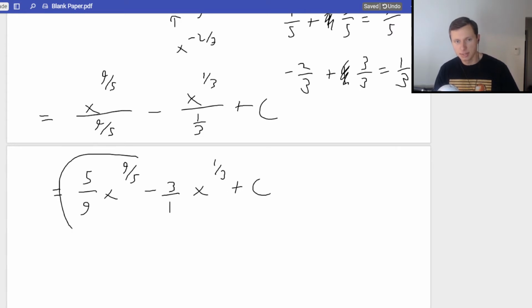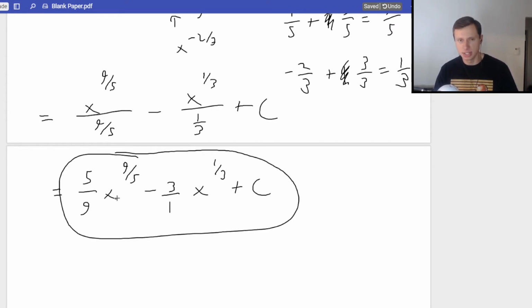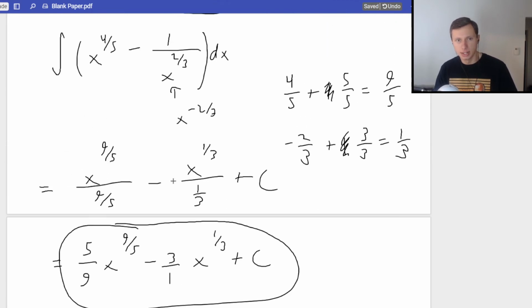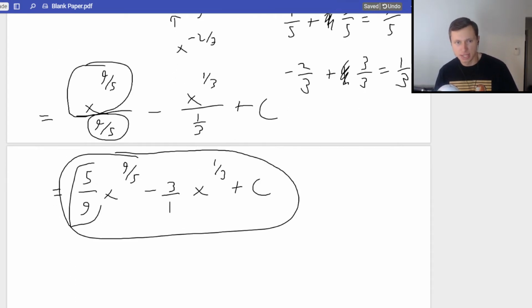Okay, time's up. Again, if you didn't get an answer, that's fine. But let's talk about what we did here. First, hopefully you did x to the 4/5 plus 1, which is also 5/5. So you got 9/5 for that power, which is how I got x to the 9/5 right here. Again, divided by 9/5, and we can even see in the next step that I rewrote it as 5/9 here, like that. Hopefully that makes sense.